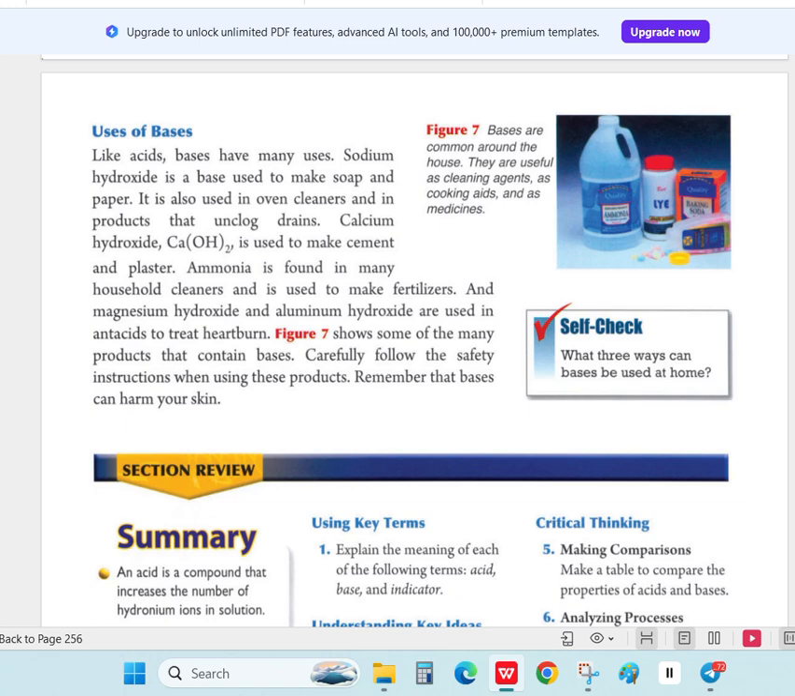And magnesium hydroxide and aluminum hydroxide are used in antacids for treating heartburn.